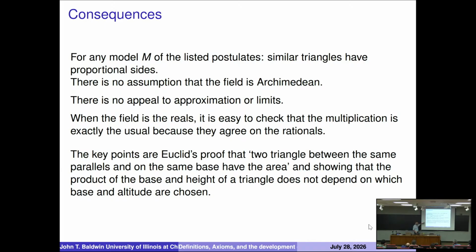And so these are the two points that we have used. The second one, that the area, the product of the base and the height, doesn't depend on which side is chosen as base, is something that will show up again, and I think maybe I'll say a little more about it that second time.